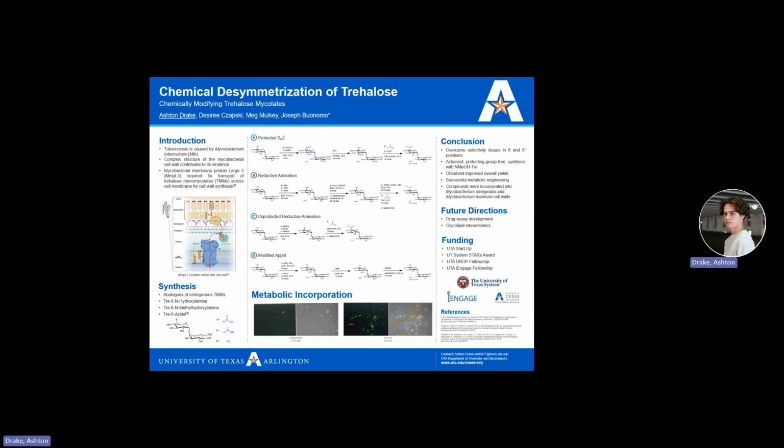Again, pictured on the bottom left are our three click handles that we're going to selectively add onto the 6' position of trehalose, that will later be used to add a fluorescent tag. And after incorporation into M. smegmatis or M. marinum, we can then gather information about how these analogs behave within the pathway.